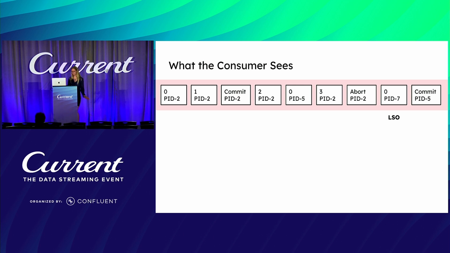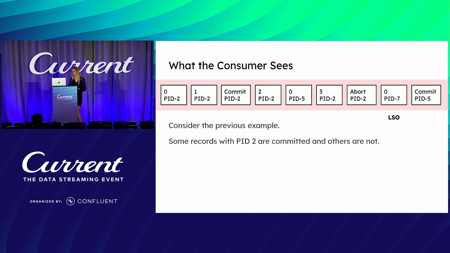So what does the consumer see, right? We talked about where the LSO is, but that's not the whole story. So let's consider this previous example. Some of the records with producer ID 2 were committed and should be viewed, but others are not. And we know that any given record contains a producer ID, a sequence, and an epoch. Let's go over what those are really quickly.